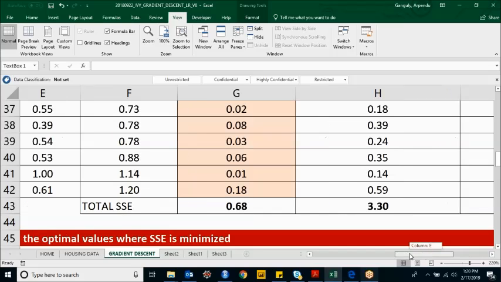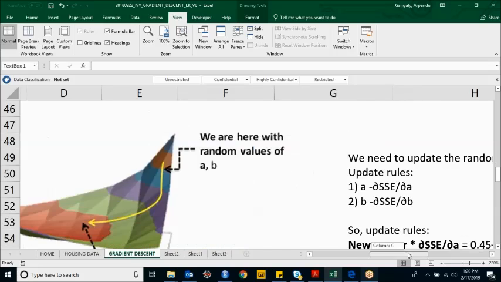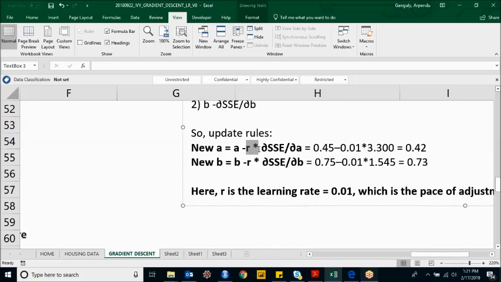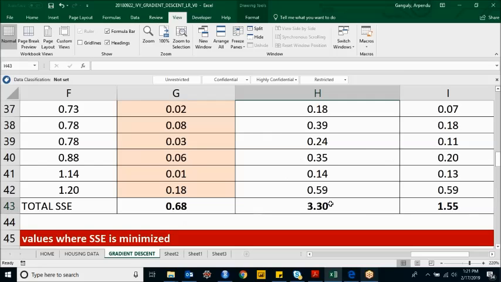And once I have done this, we need to update the random values of alpha and beta. Now how will I update? Alpha minus, this is the gradient descent. This is the next step. This is the descent which has happened. So my new A will be A minus dSSE by dA, and new B will be B minus dSSE by dB. The change, right? And if you want to apply a learning rate, it will be A minus R into delta SSE by delta A, and B is equal to B minus R into delta SSE by delta B. So my learning rate, let's say, is 0.01, initial A was this, and what is delta SSE by delta A? 3.30. Where is this coming from? It is coming from here. Clear?